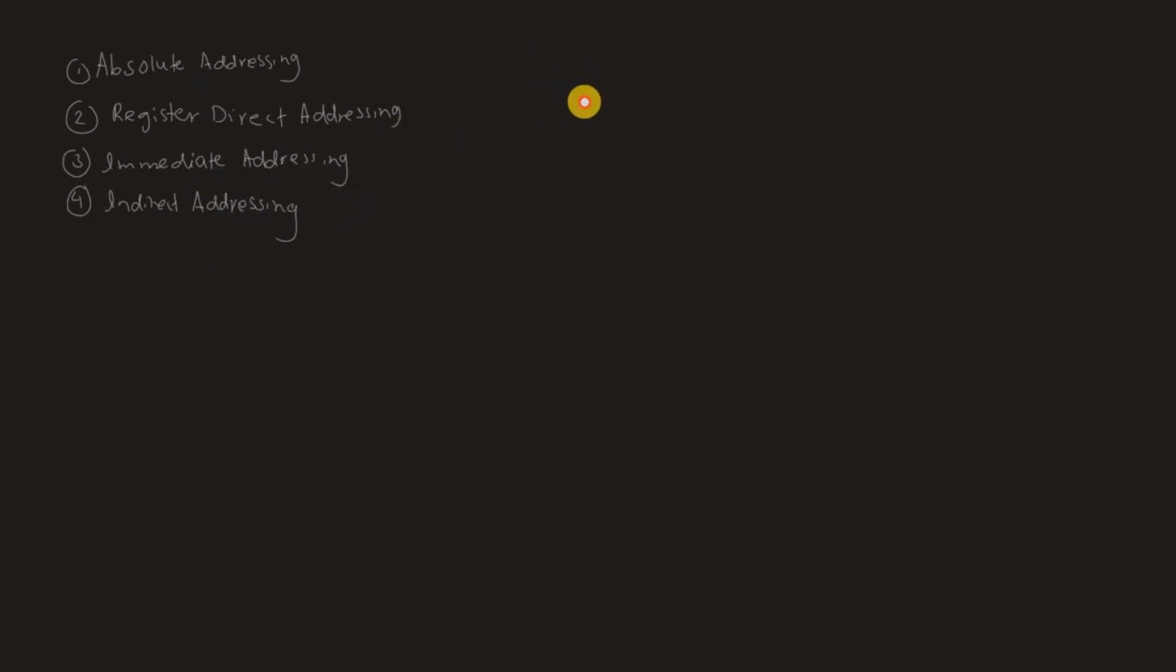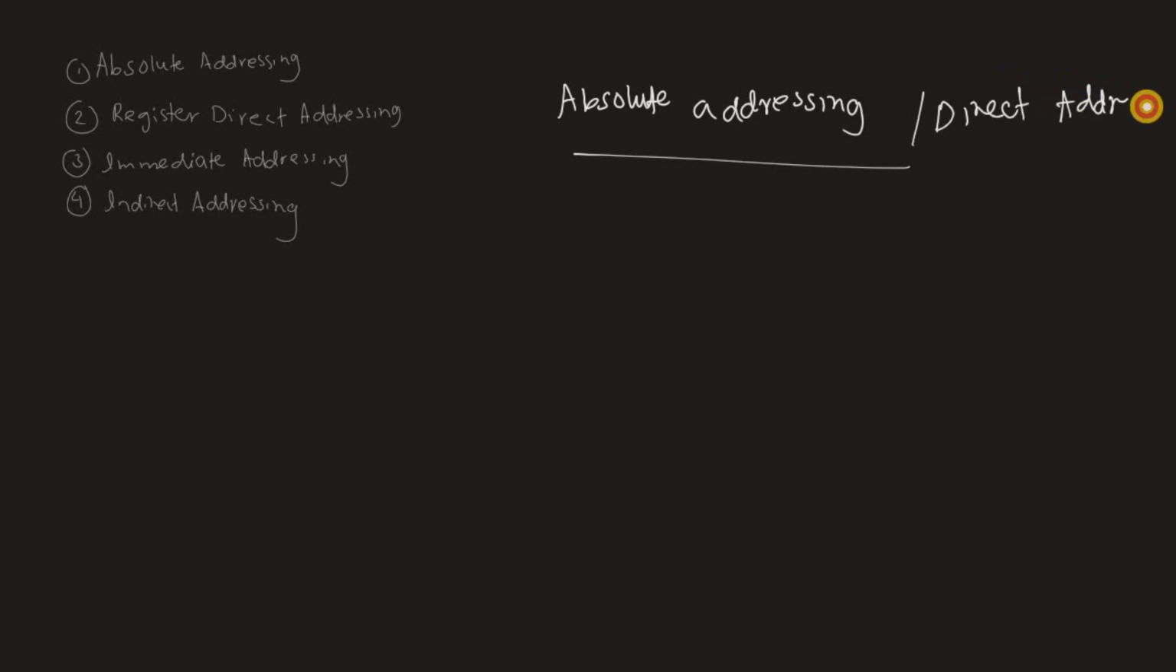So for now, let's go over absolute addressing, which is also called direct addressing. Absolute addressing is when the memory address is encoded into the instruction. For example, we have something like LOAD R1, and then a memory address given to us like ABC0.